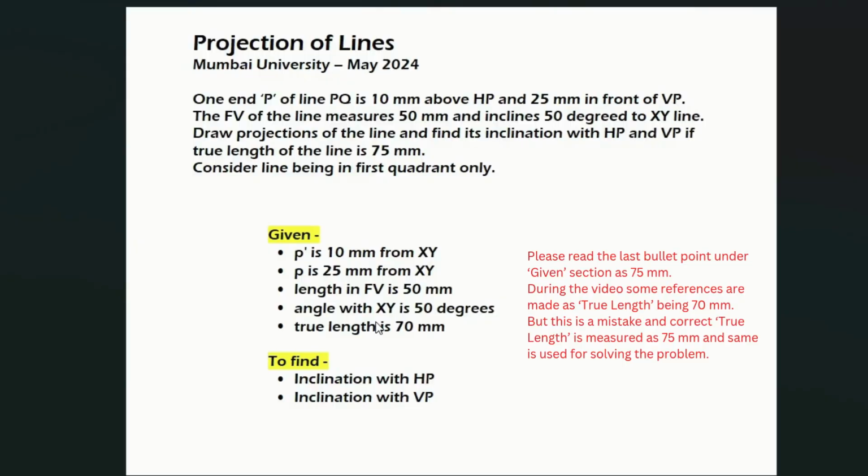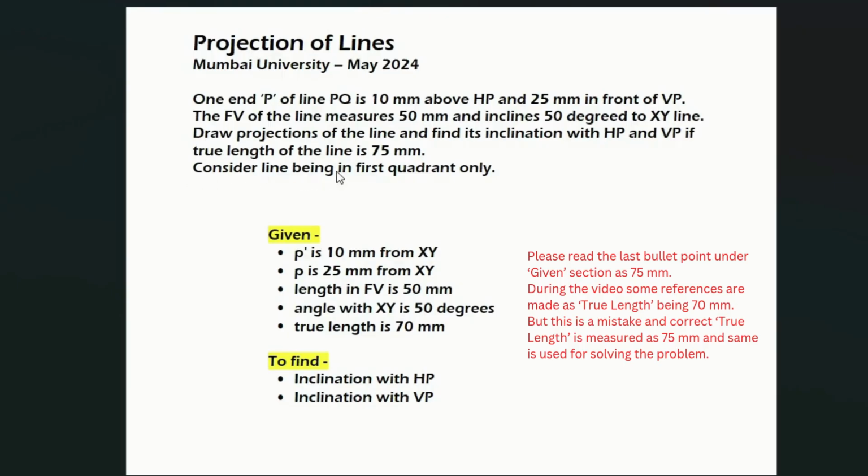In this video we talk about projection of lines, and the problem statement given to us is: one end P of the line PQ is 10 mm above HP and 25 mm in front of VP. The front view of the line measures 50 mm and is inclined at 50 degrees to XY. Draw the projections of the line and the inclinations with HP and VP. The true length is 75 mm.